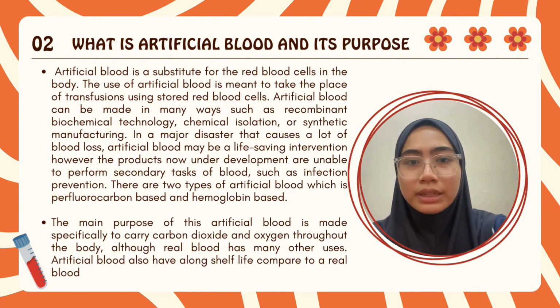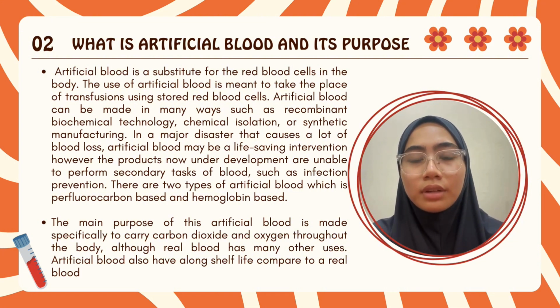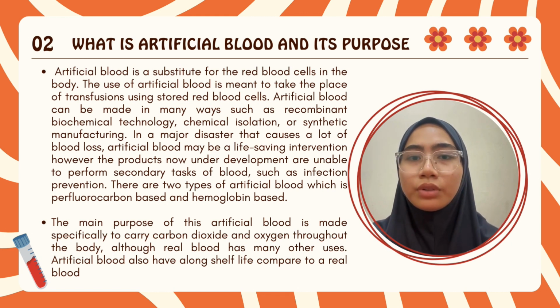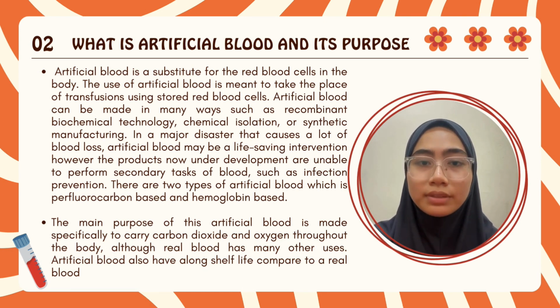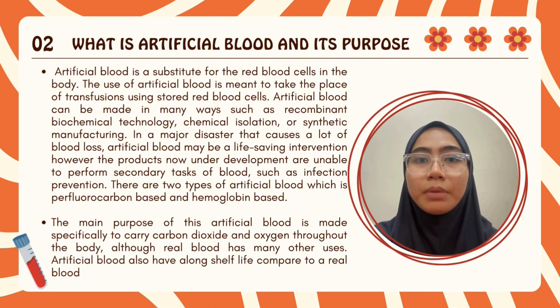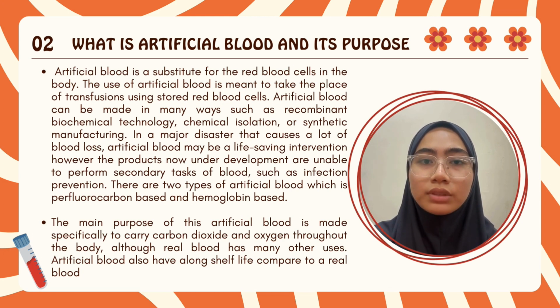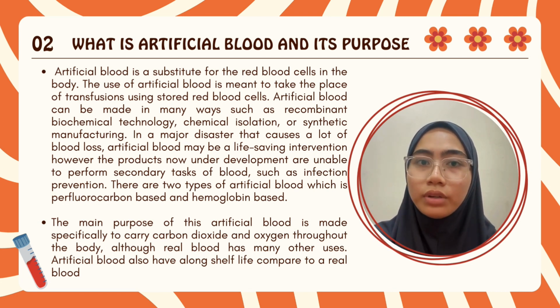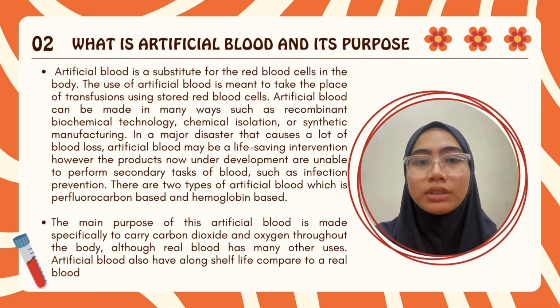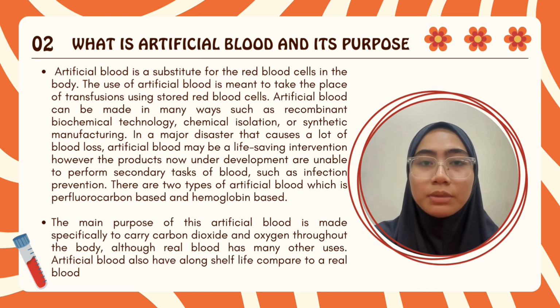What is artificial blood and its purpose? Artificial blood is a substitute for the red blood cells in the body. It is meant to take the place of transfusion using stored red blood cells. Artificial blood can be made in many ways, such as recombinant biochemical technology, chemical isolation, or synthetic manufacturing. In a major disaster that causes a lot of blood loss, artificial blood may be a life-saving intervention. However, the products now under development are unable to perform secondary tasks of blood, such as infection prevention.